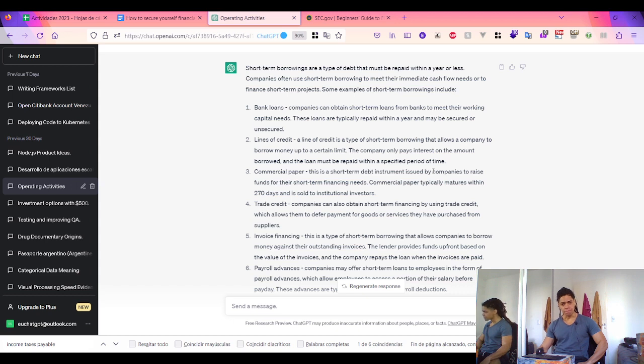So this is another operating liability, another common operating liability I have seen so far: accounts payable, money that a company owes to suppliers and vendors. It is a short-term debt, 30 to 60 days. For example, things like raw materials, office supplies, services.